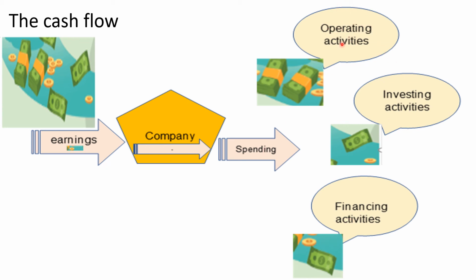Operating activities, it includes all the cash payments during the operation. Example, salaries expense, rent expense, utilities expense, and everything. All the cash that are spent for the operation of the company.